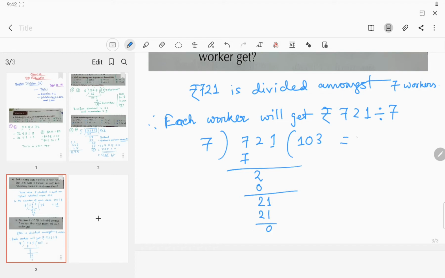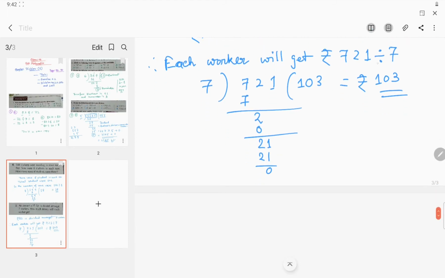So how much rupees will each worker get? Rupees 103. So this is your required answer. Okay, and this is a very easy problem. Try to learn.